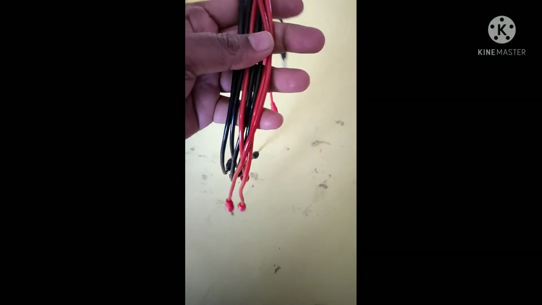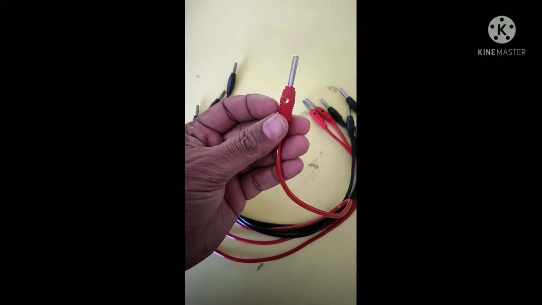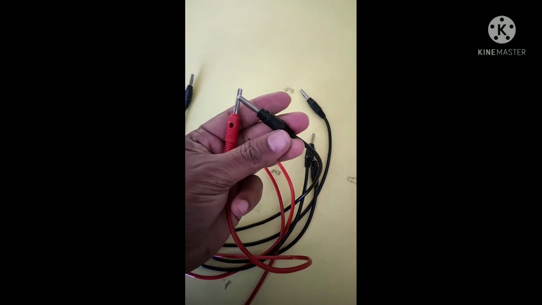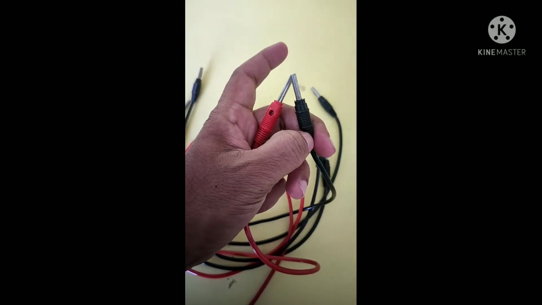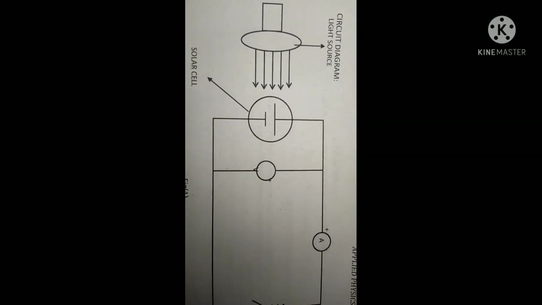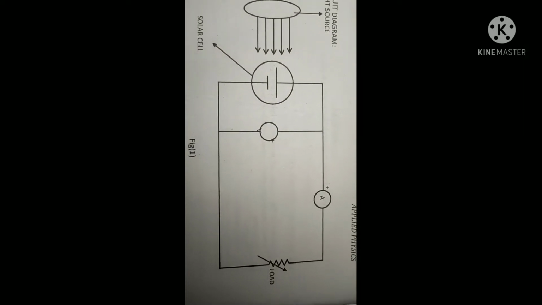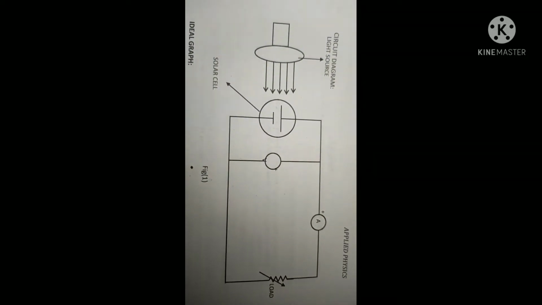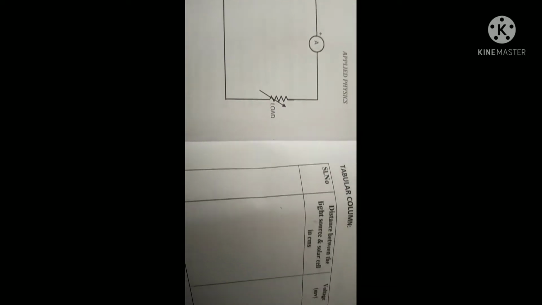These are the cables. Some are dual cables which have a hole, that means we can connect two wires. And this is the circuit symbol of the solar cell. When you observe the circuit symbol, this is the cell, where light falls on the cell, in parallel with the voltmeter, and the ammeter is connected in series with the load resistance. This is the table we need to measure in this particular experiment. The first column is the serial number, the second one is the distance between the cell and the lamp, and the third is the voltage, current and power.